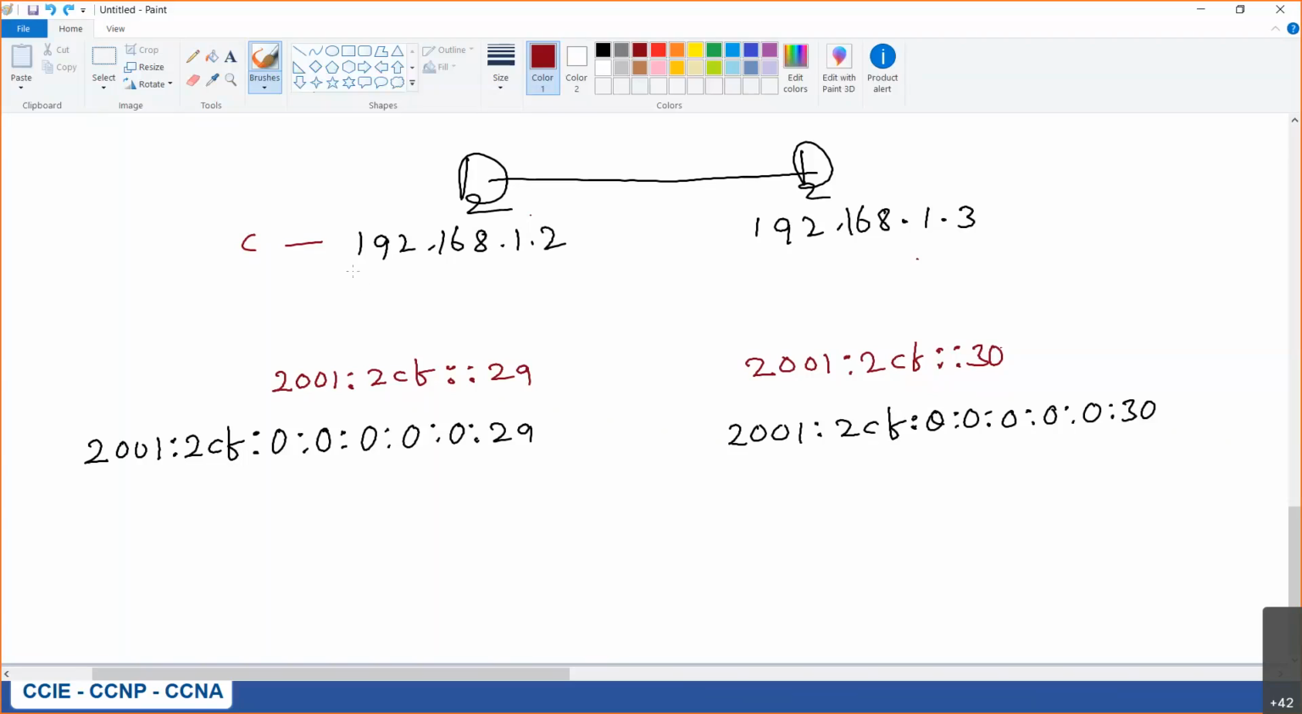Okay. So 255.255.255.0. Now your PC can understand the network portion and host portion. So in IPv6, how can your PC come to know the first 64 bits are the network portion? In IPv4, we call it a subnet mask. In IPv6, we call it a subnet prefix length. So how many bits are the network portion?